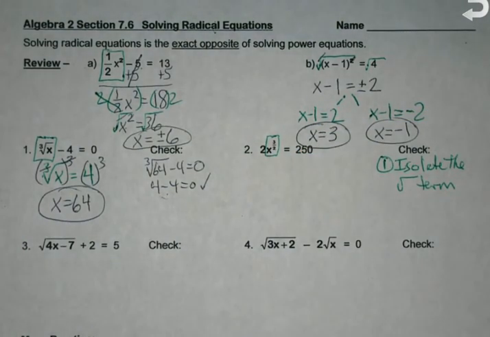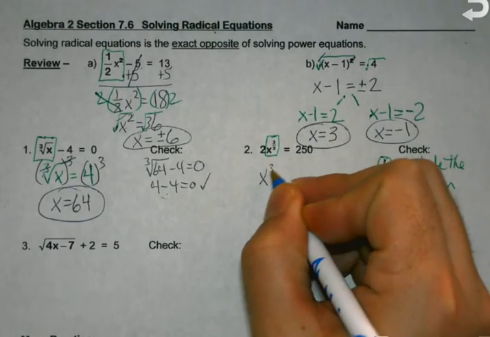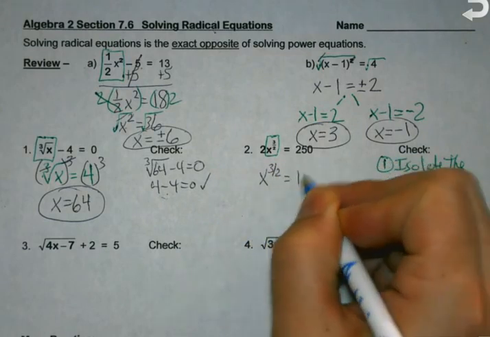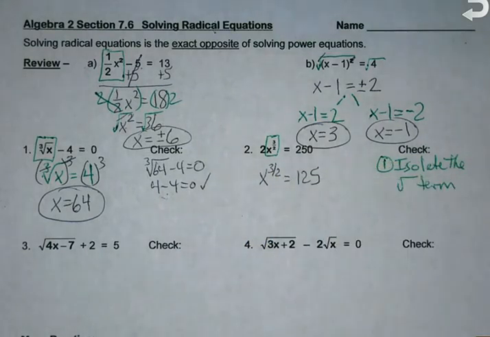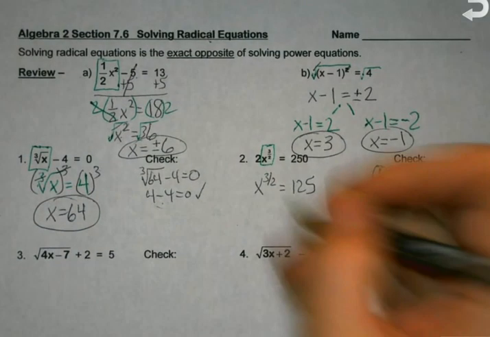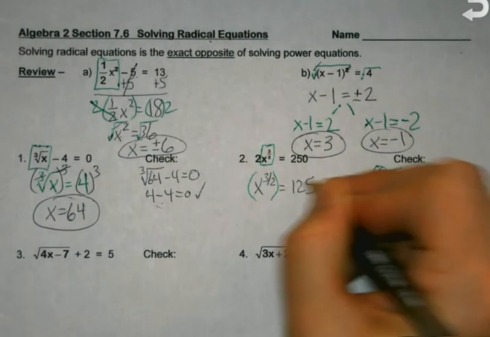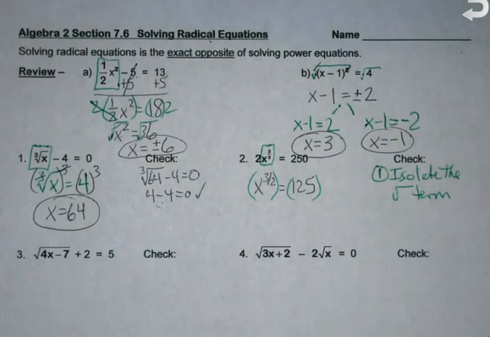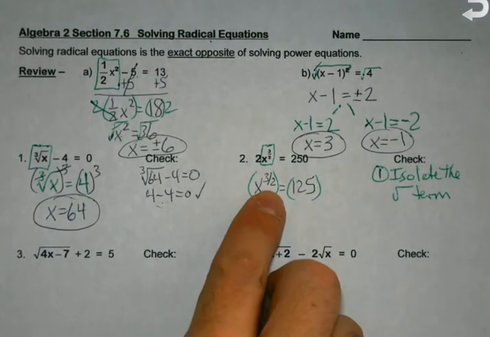So what do I have to do to get that alone this time? Okay, divide by 2. And you're like, ooh, here's something different. Well, now this time, I don't just have like 1/2 or 1/3. I have 3/2. So when we're dealing with exponents like this, what power could I take both sides to get that to go away?